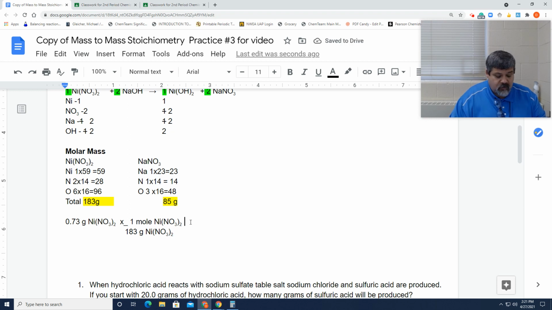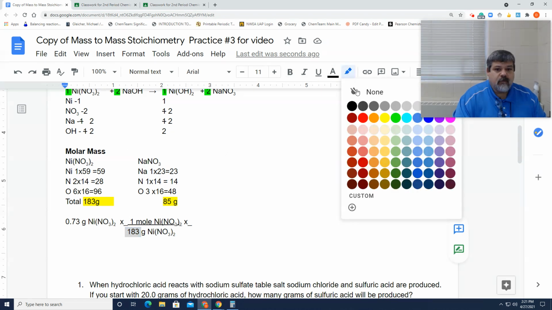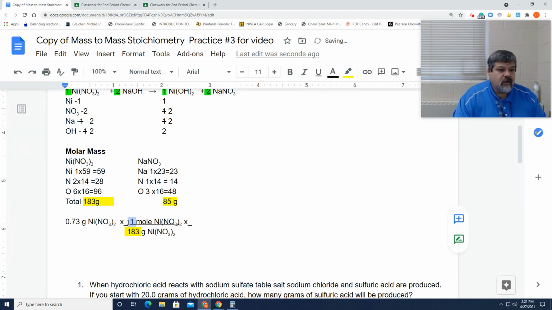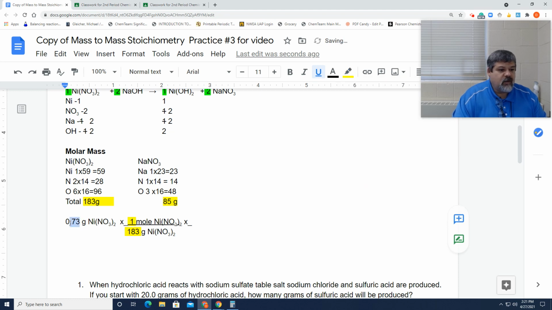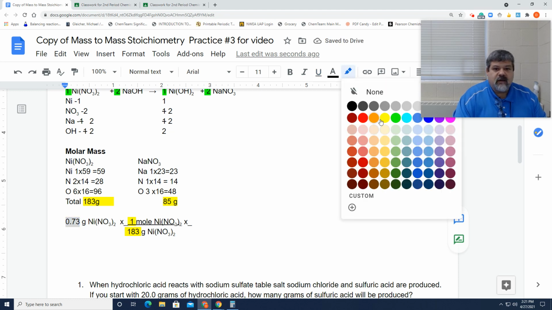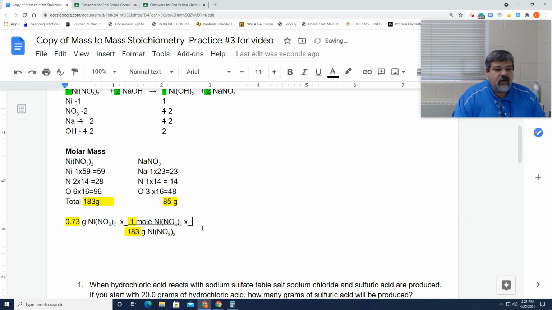Okay, so after that one, we're going to put our times in the line again, and we're going to put our molar ratio right here. So now we have this right here, and I'm going to go ahead and highlight or underline this real quick. I'm going to highlight my numbers, because you're going to get points for each one of these when it comes down to your final test. Now we're going to do our molar ratio.